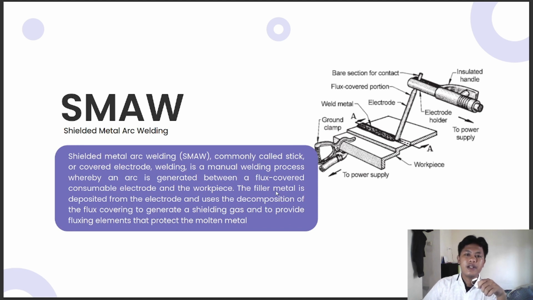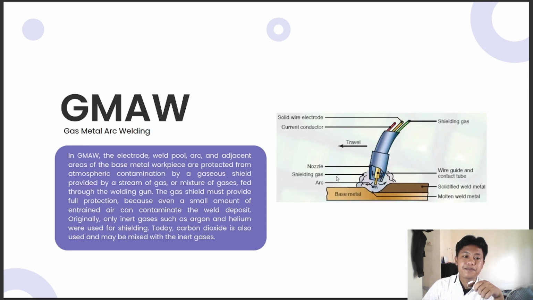Okay, this is arc welding. Number one is SMAW, or shielded metal arc welding. Commonly called stick or covered electrode welding, it is a manual welding process whereby an arc is generated between a flux covered consumable electrode and the workpiece. The filler metal is deposited from the electrode, and the composition of the flux covering is used to generate a shielding gas and to provide fluxing elements that protect the molten metal.